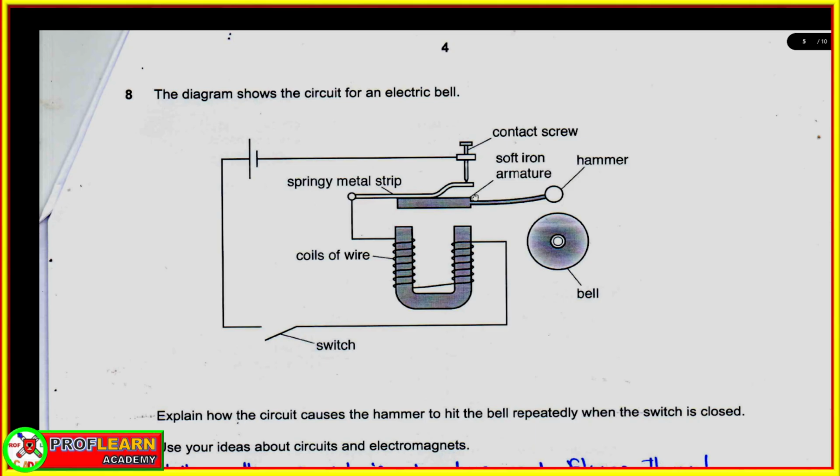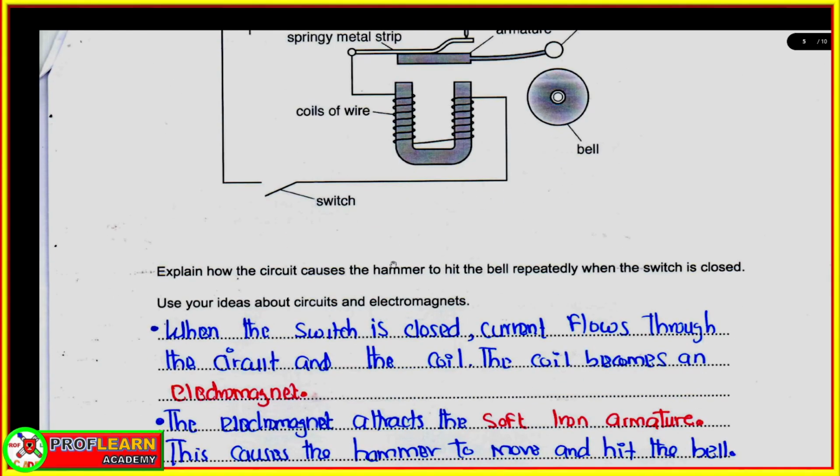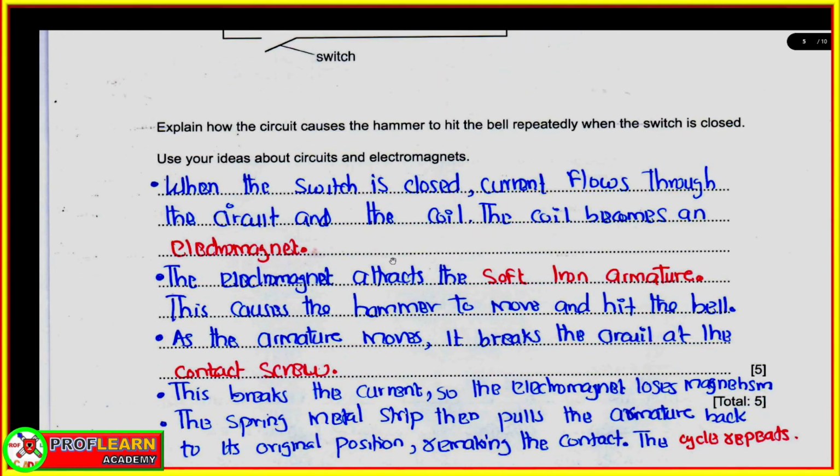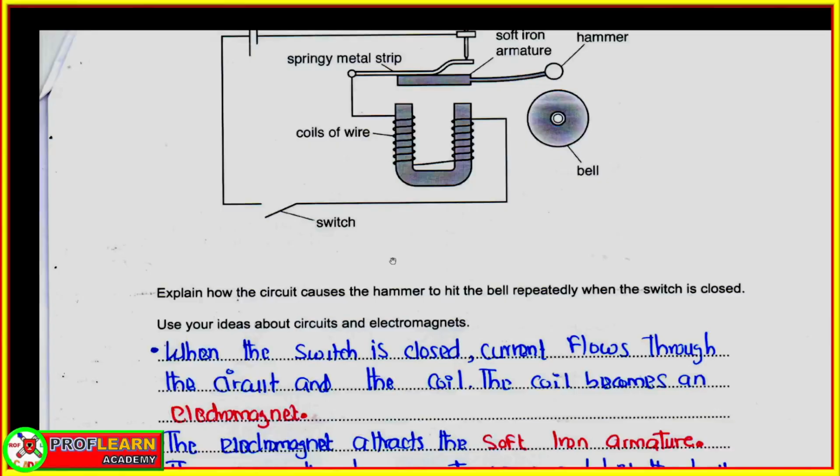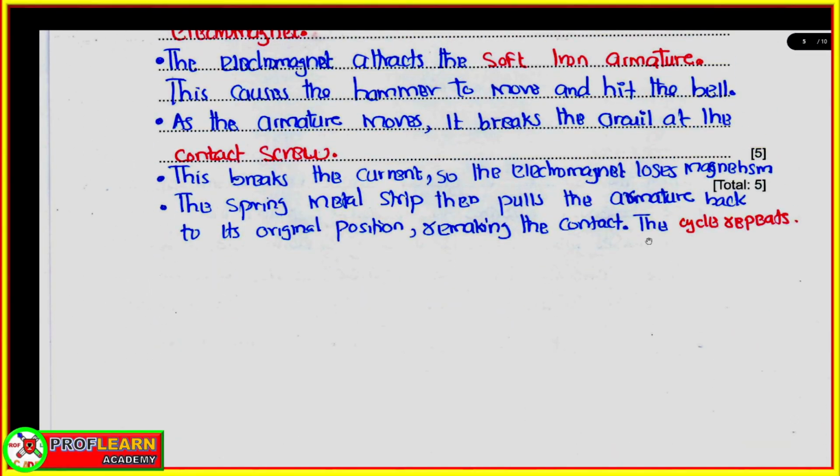Once the armature is attracted, you can see there is a hammer that is going to hit the bell, and it's going to produce sound. And once this is pulled down, you can see there is a contact here. Then that contact will be open, which means current will stop flowing, and this immediately stops being a magnet, and the process keeps on repeating itself. So in order to explain this, I'll give a precise answer for this question for you to earn 5 marks.